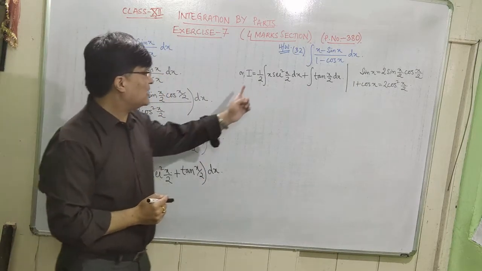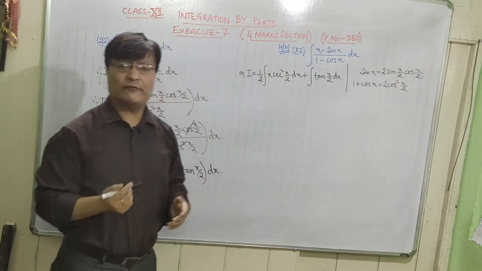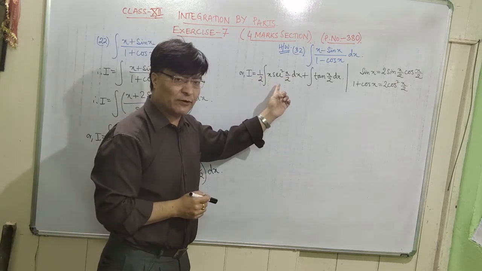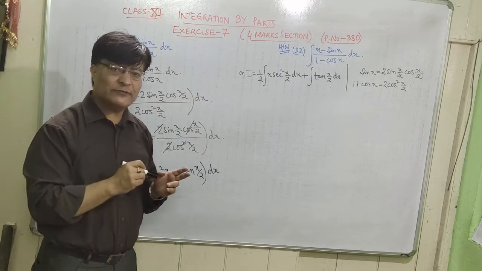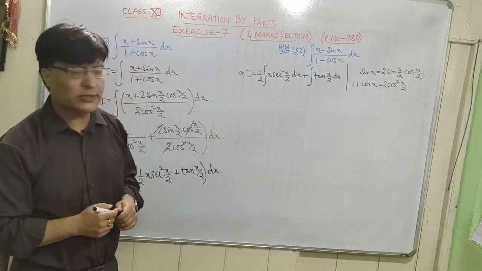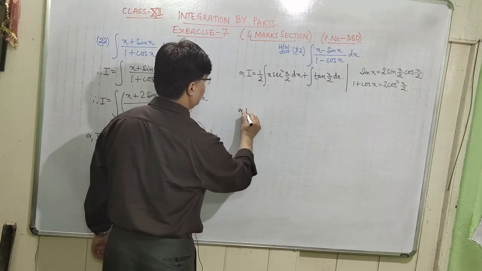So next, now for this integration of x sec square x by 2 dx, this is the product of two different functions. You have to use integration by parts. x is the algebraic function and sec square x by 2 is the trigonometric function. And A comes first in the word LIATE. So x is the first function, sec square x by 2 is the second function. So let us use integration by parts here.